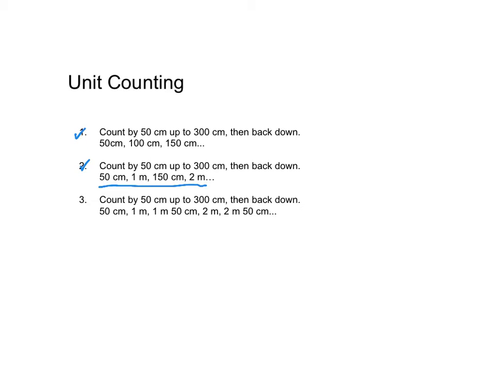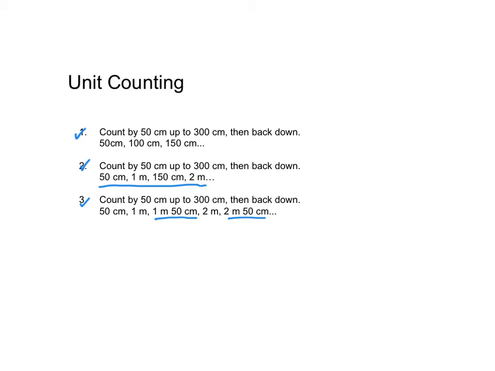So this next one, this last one, we're going to do the same thing. We're going to go up to 300 centimeters, but this time, rather than saying 1 meter, 150 centimeters, we'll say 1 meter, 50 centimeters, and 2 meters, 50 centimeters. All right, so we're going to go ahead and start again. 50 centimeters, 1 meter, 1 meter, 50 centimeters, 2 meters, 2 meters, 50 centimeters, 3 meters. Now that we're at the top, let's start with 3 meters and go back down. 3 meters, 2 meters, 50 centimeters, 2 meters, 1 meter, 50 centimeters, 1 meter, 50 centimeters.